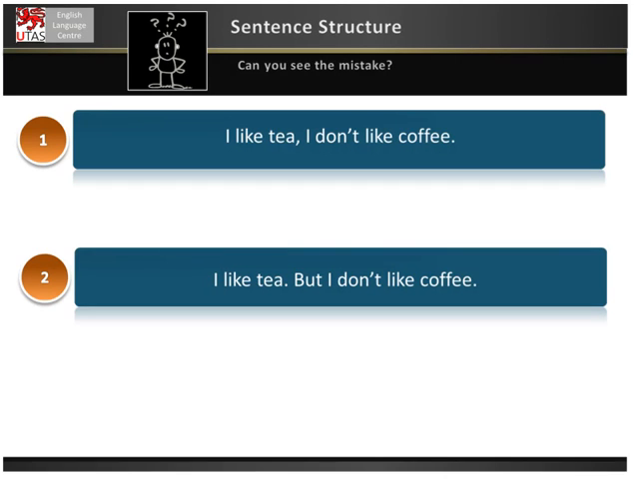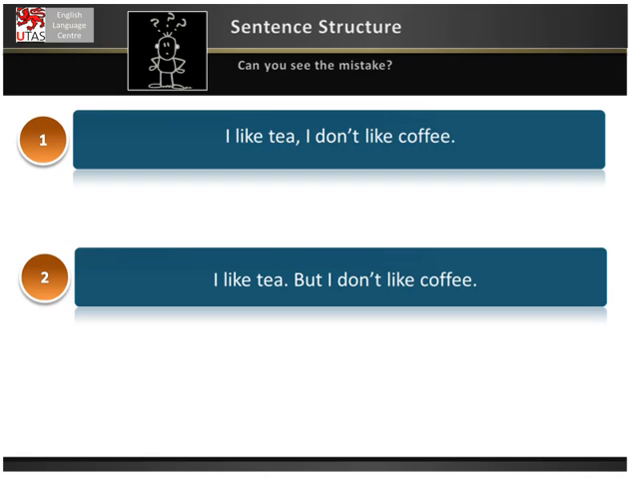The answer is that the first sentence makes the most common mistake in sentence structure of all. The two parts of the sentence, I like tea and I don't like coffee, are joined with a comma. This is not correct. You cannot join two parts of a sentence together with a comma. You must always use a joining word.